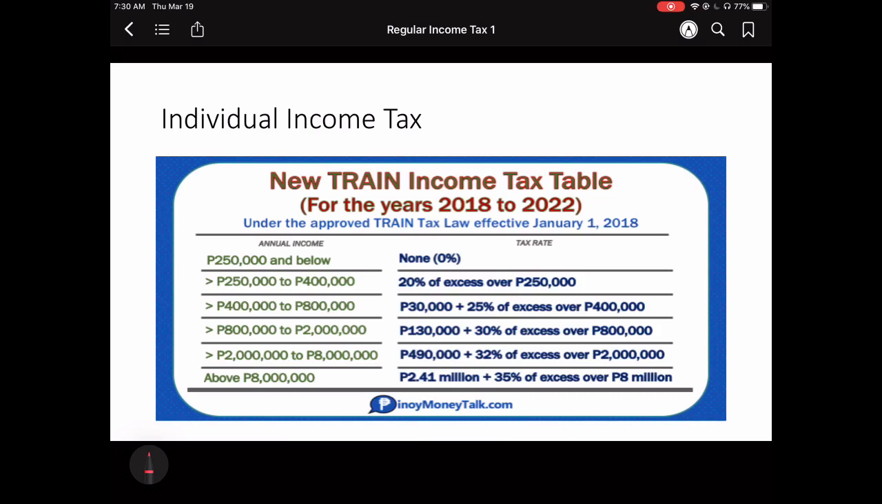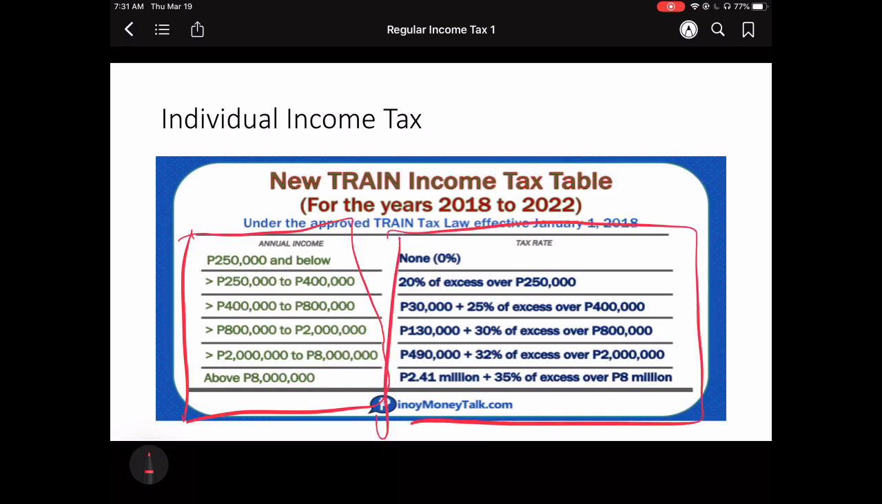How are we going to read this tax table? This column is the annual income, and this column is the tax rate. If your annual income is 250,000 and below, you pay nothing, because the tax rate is zero. However, if your income exceeds 250,000 but does not reach 400,000, you pay 20% on the excess over 250,000. For example, with an annual income of 300,000, your income exceeds 250,000. So, minus 250,000, the excess is 50,000. That excess of 50,000 is multiplied by 20%.